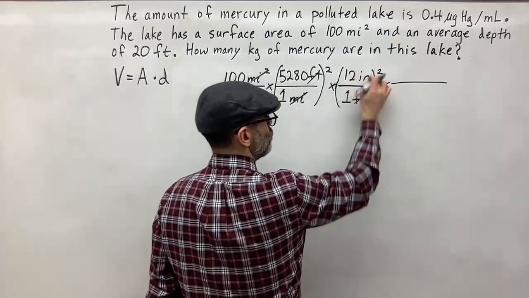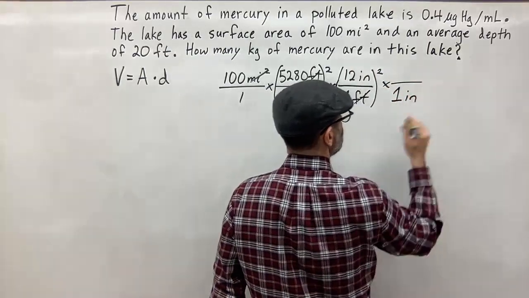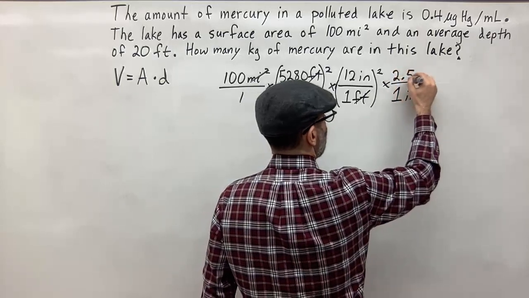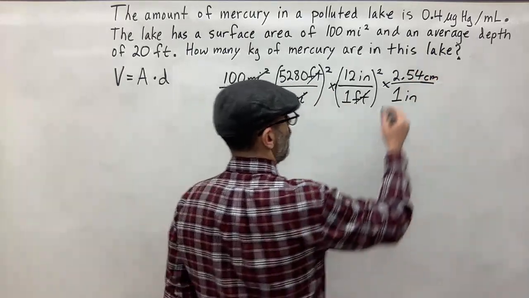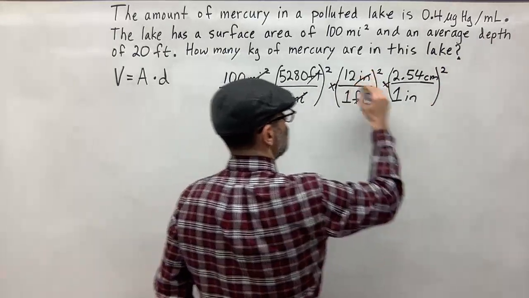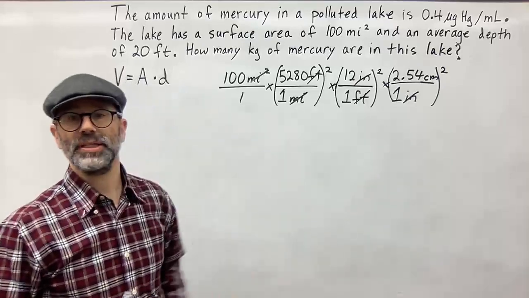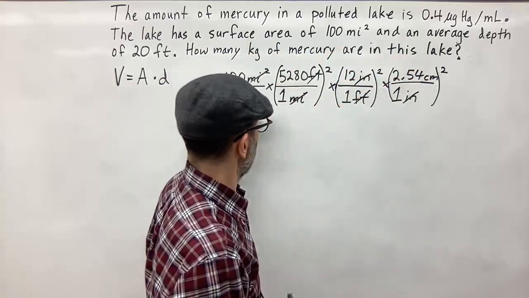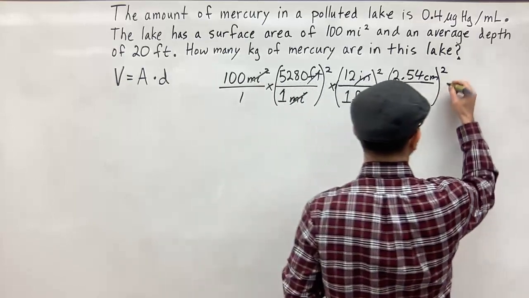We have inches on top, so we want inches on the bottom. So 1 inch on the bottom and 2.54 centimeters on top. And again, we're going to square this. So inches squared cancels out, and now we have centimeters squared. All we have to do is calculate this by multiplying by everything on the top, dividing by everything on the bottom. All the bottoms are ones. So that's all we need to do.